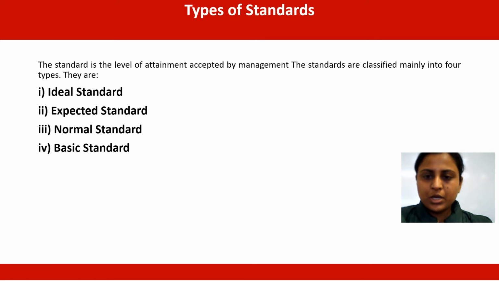Next prerequisite is types of standards. So the standard is the level of attainment that is accepted by the management. These standards are generally classified into 4 main types. They are ideal standard. So the ideal standard is the one which is set up under ideal conditions.